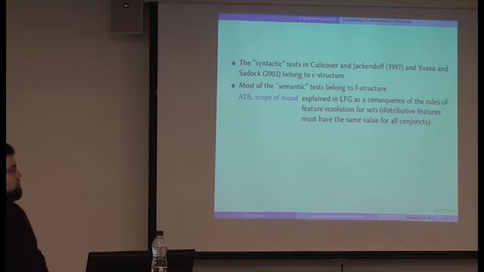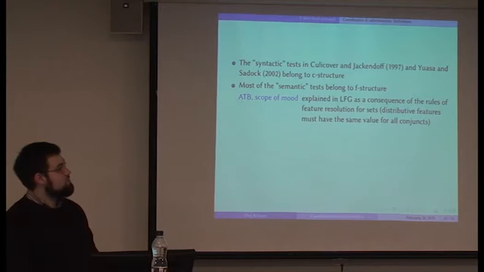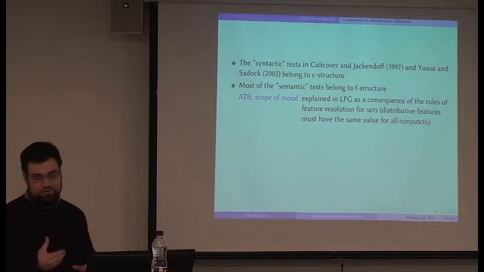So across the board, extraction and the scope of mood features are explained in LFG in the same way. It is the consequence of the rules of feature resolution of sets. So if you apply a feature to a set, and if the feature is distributive, it has to have the same value for each of the conjuncts.